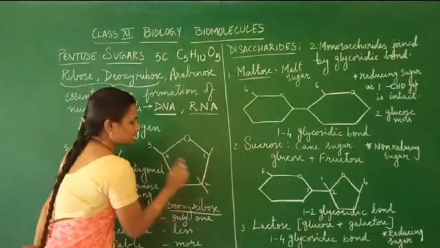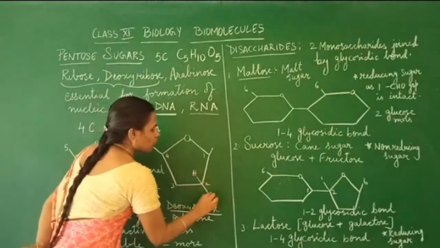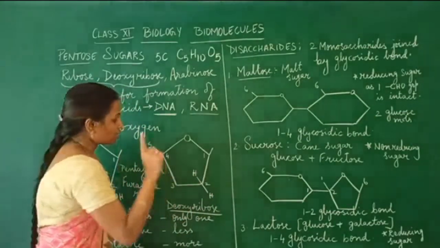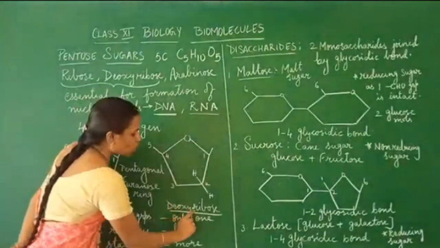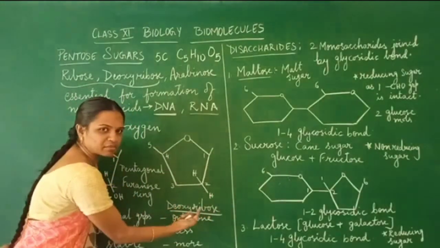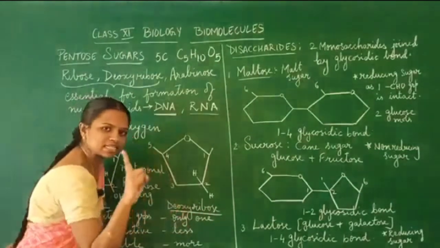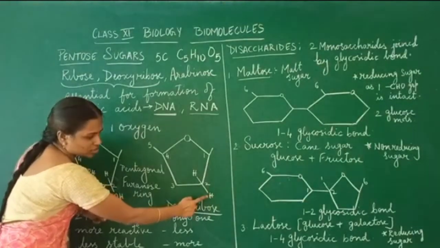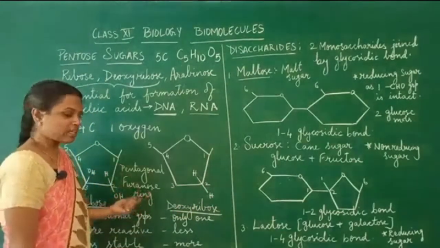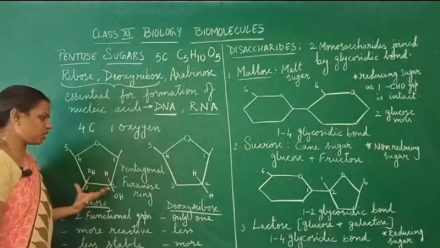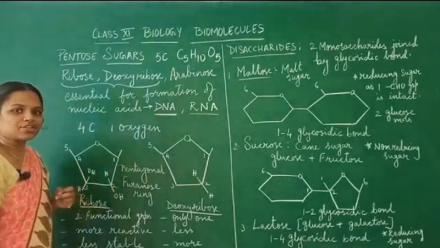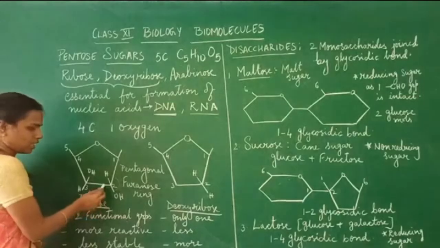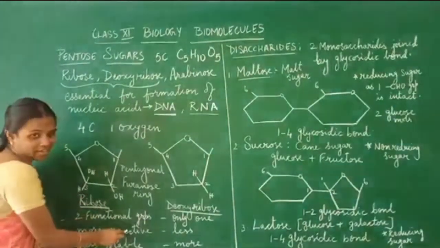Here you see in the second carbon atom, 1 oxygen is less. That is the reason why we call this deoxyribose. Deoxy means from ribose, 1 oxygen is less. That is the main difference between ribose and deoxyribose. Other than that, we also have a few differences between the ribose and deoxyribose. The ribose has got 2 functional groups, which makes it more reactive.